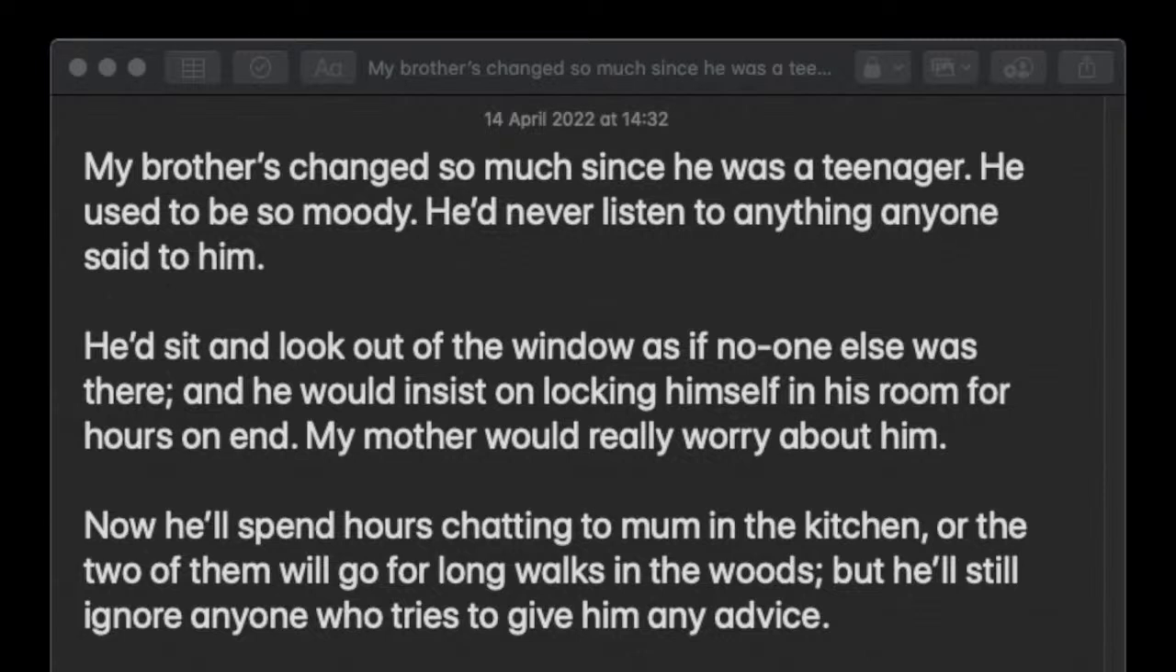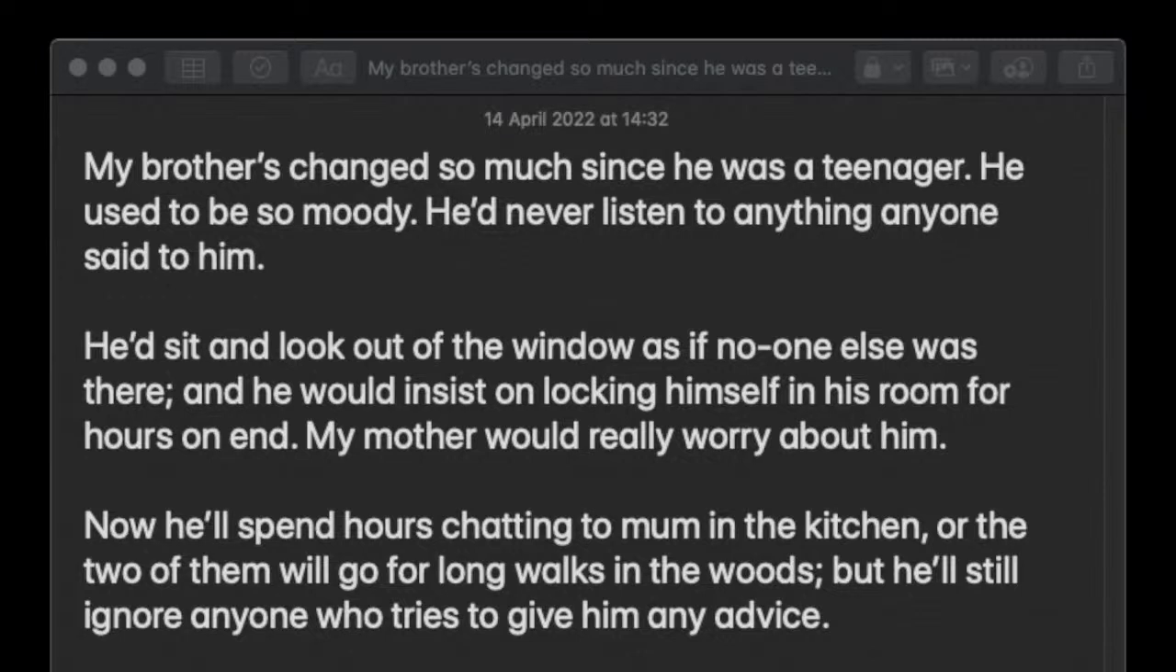In his room for hours on end. Hold on a minute. And he would insist on locking himself. No, go back a bit. He used to be so moody. He'd never listen to anything anyone said to him. He'd sit and look out of the window. Right, he'd sit and look out of the window.